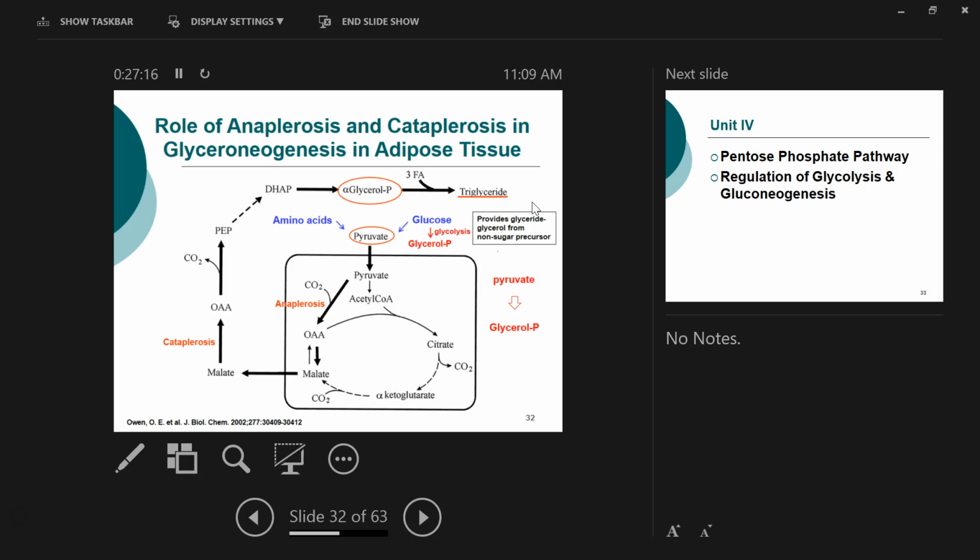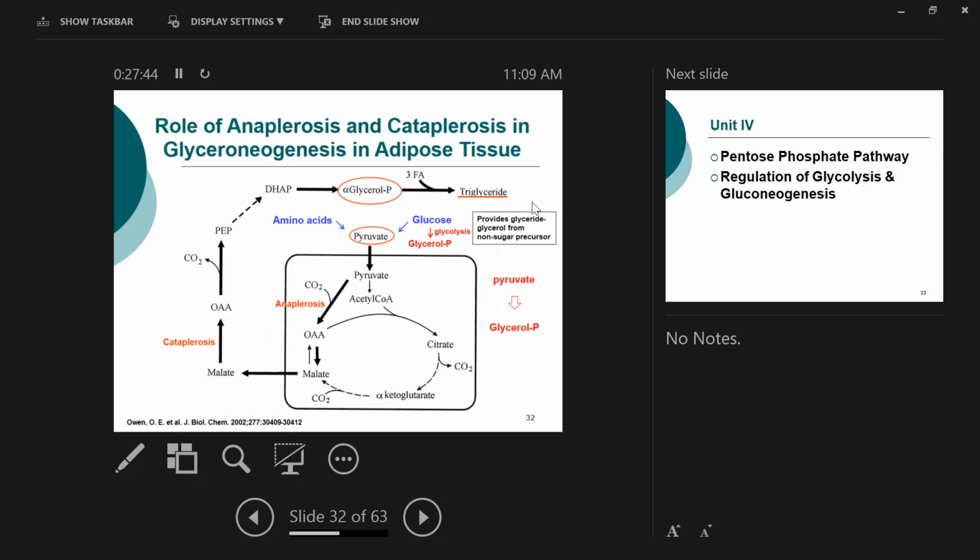So these are the pathways by which amino acids can be metabolized and used for the synthesis of glycerol 3-phosphate, which is the backbone for triglyceride synthesis, adding 3 fatty acids to the glycerol backbone. So amino acids can be metabolized to pyruvate.